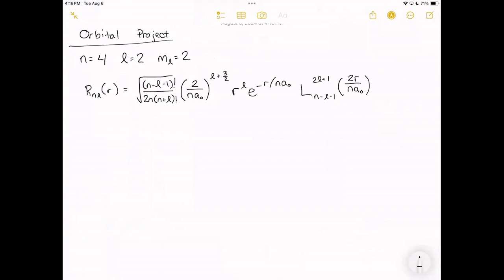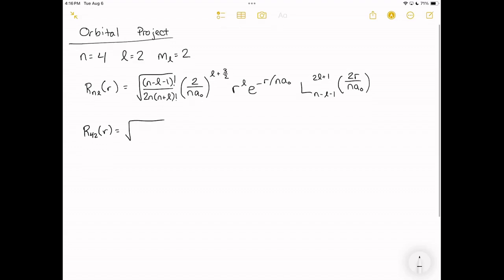So here is the first equation we're going to work with. This is the radial function here. And you can see that the radial function depends on the quantum numbers n and L, which remember for my example are 4 and 2. And so all we have to do is plug 4 and 2 into this equation. So if I wanted my radial function for quantum numbers 4 and 2 as a function of r, I simply plug them into the equation here.